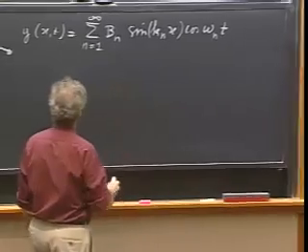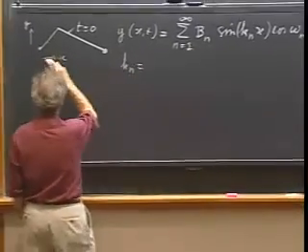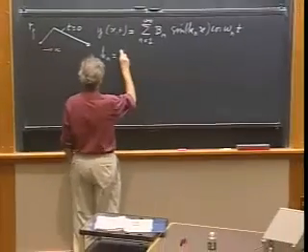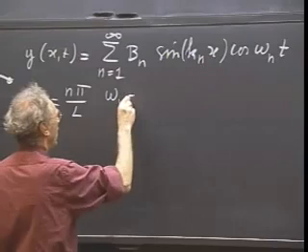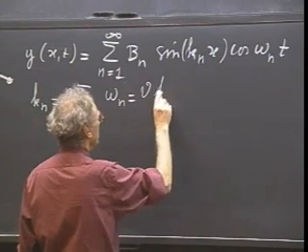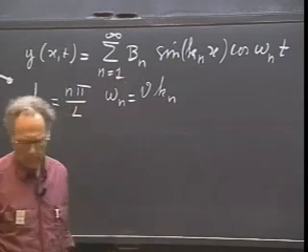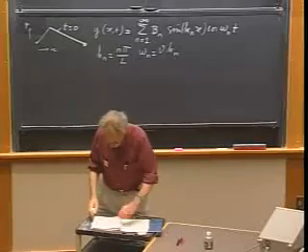And because of the boundary conditions, because the string is fixed at both ends, k_n is n pi divided by L, and omega_n is the velocity of propagation times k_n. And n then is 1, 2, 3, 4, 5. So we know this. This is nothing new. We've had this recently.